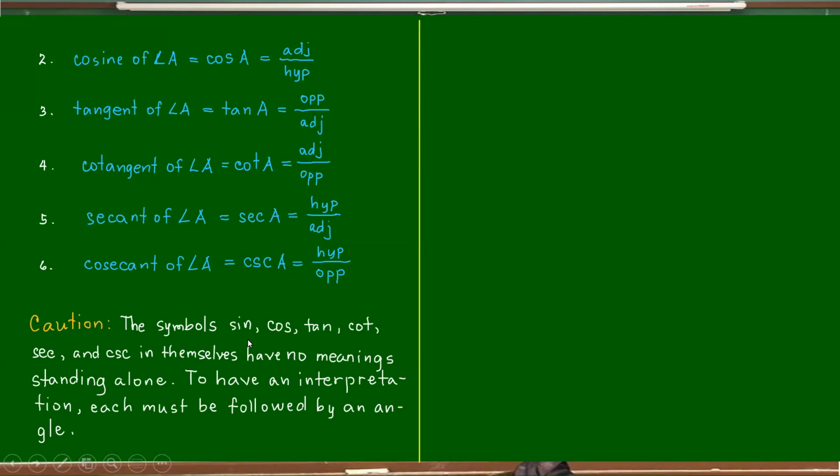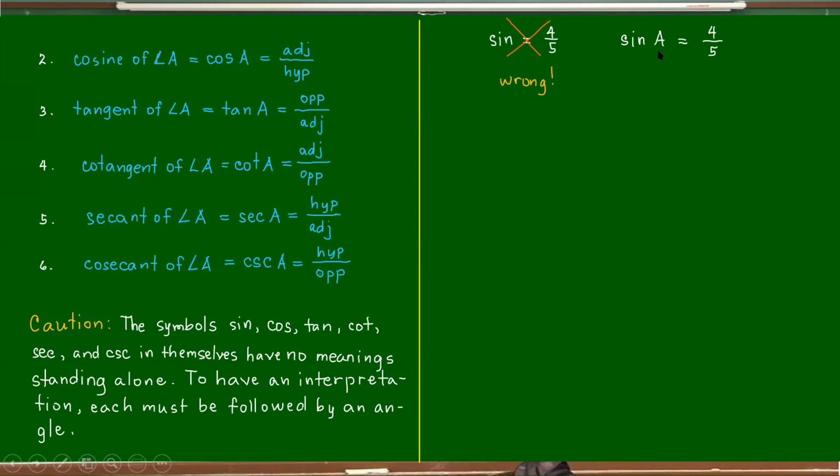The symbols sine, cosine, tangent, cotangent, secant, and cosecant in themselves have no meaning standing alone. To have an interpretation, each must be followed by what? Each, again, must be followed by an angle. So in other words, if you have sine equal to 4 over 5, there's no angle after sine, so it's wrong. Okay? So this is the one that is correct.